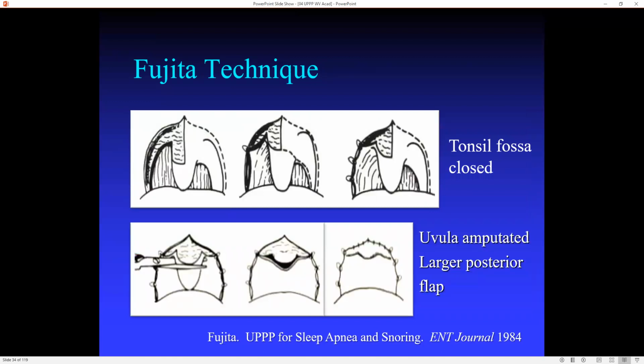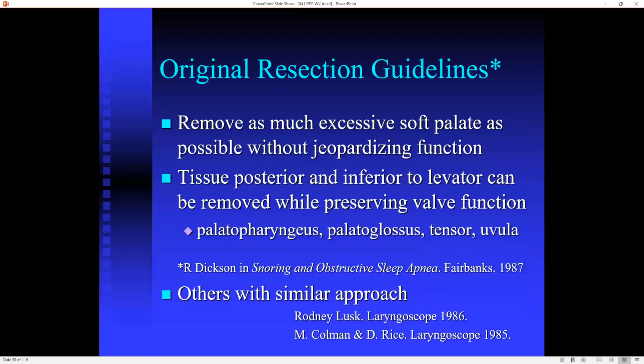So Fujita's technique here, with the tonsil fossa closed, uvula amputated, and bringing the posterior flap forward and sewing it onto the anterior soft palate, so as to avoid a circumferential cicatrix, a kind of scarring that makes the airway smaller. So the original guidelines were remove as much excess soft palate as possible without jeopardizing the function. And that's where the issue is, isn't it? Because take too much and they'll end up with nasal regurgitation and possibly even nasal voice.